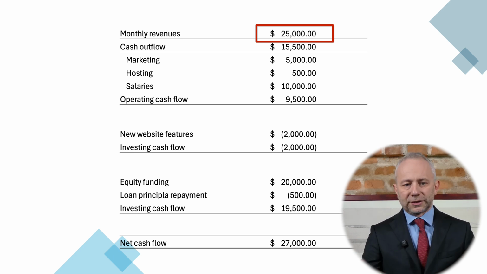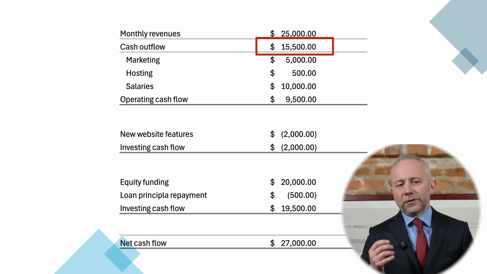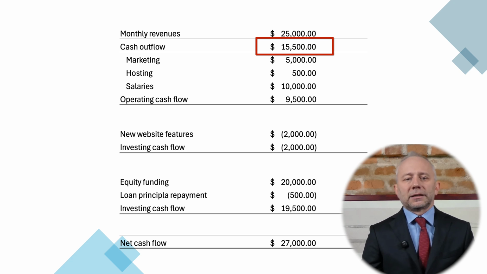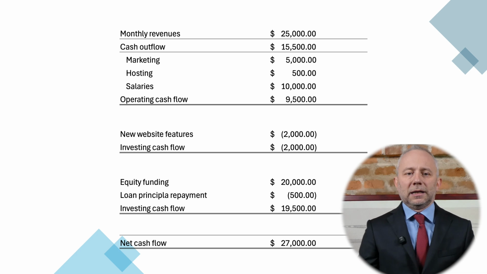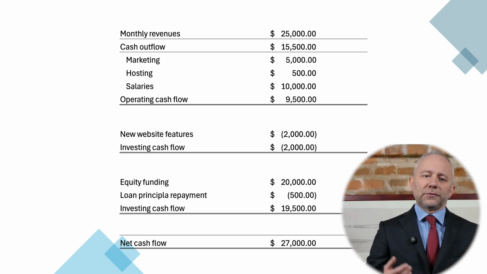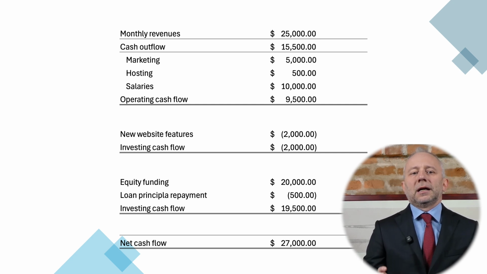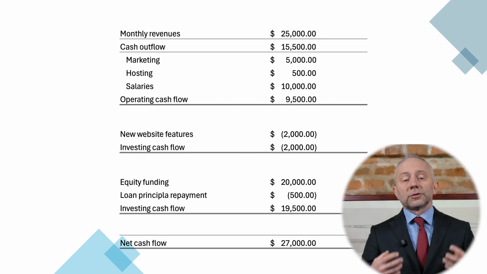And now costs. We have marketing cost of $5,000, website hosting of $500, and salaries of $10,000. Our profits are $25,000 less costs of $15,500, or $9,500 of profit. And now we draw cash flow.